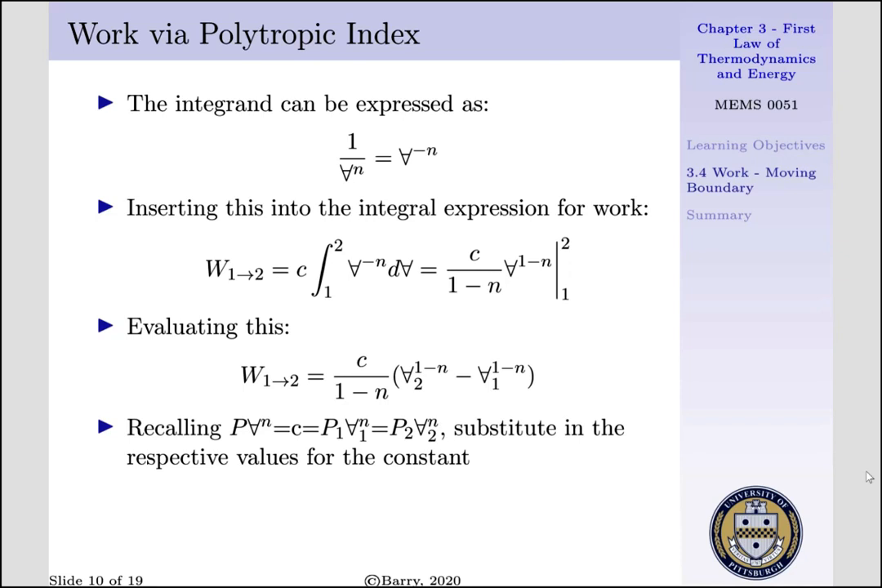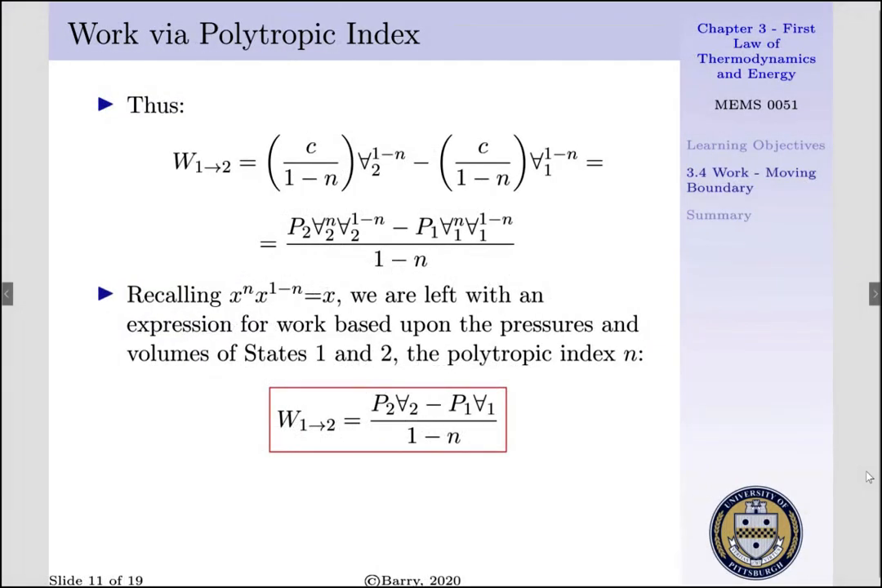Now, recalling our definition of our polytropic process, we can substitute in the respective values for our constant. That is, our work from state 1 to state 2 can be expressed as c per 1 minus n times v2^(1-n) minus c per 1 minus n times v1^(1-n). Or we'd have P2 v2^n v2^(1-n) minus P1 v1^n v1^(1-n) per 1 minus n.